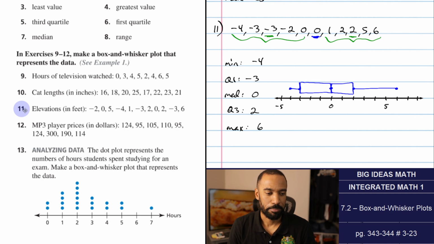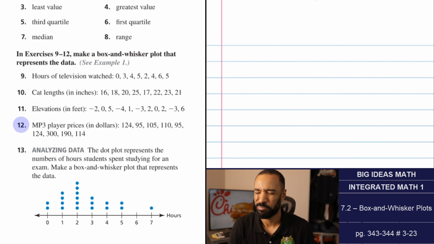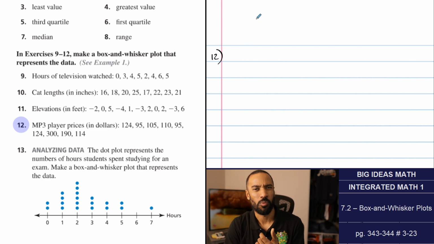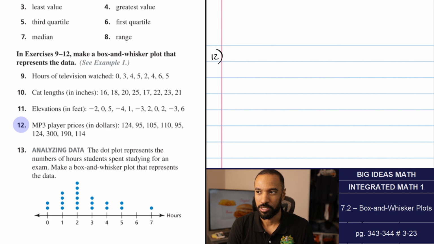Number 12 is on MP3 player prices in dollars. No one knows what an MP3 player is anymore, even though this book was made in, what, 2014? And second of all, if they do exist, they'd be way cheaper. Well, actually, now that they're so antique, they probably would be more expensive. Like Super Nintendo games now are like $80 or something. Or whatever, $40. It's not like they're $4. Things that, you know, jack up in price again.